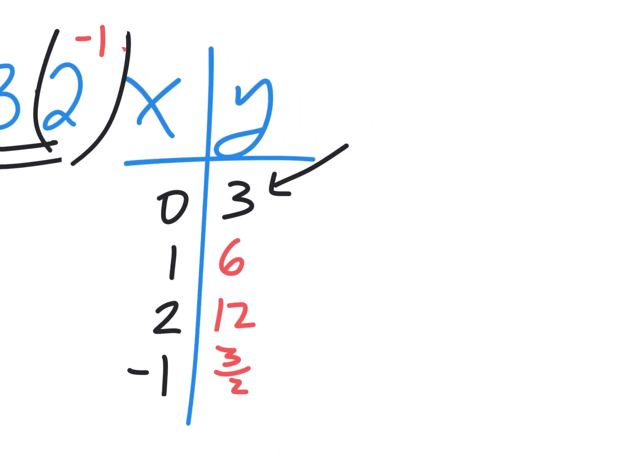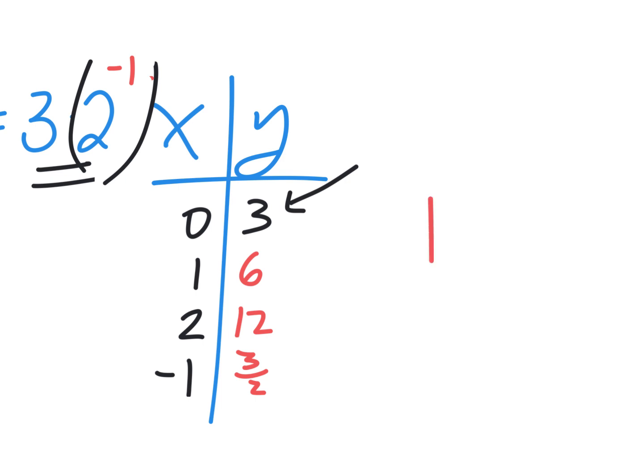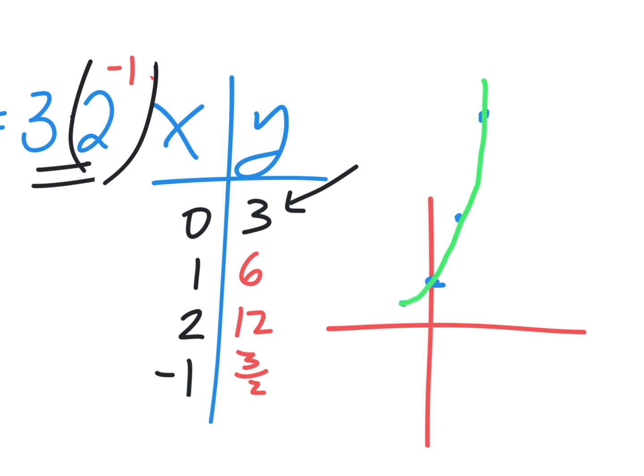And now if you graph this thing, 0, 3, 1, 6, 2, 12, negative 1, 1.5. Looks like it's about there. Can you connect the dots? I hope so. But I hope you remember that there's an asymptote running right along there at 0.